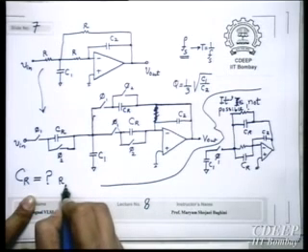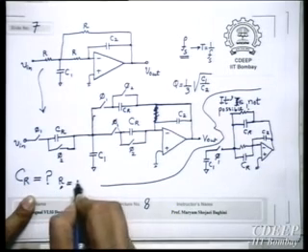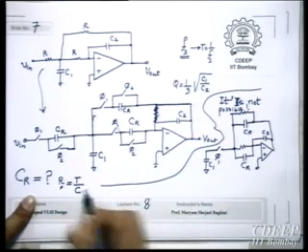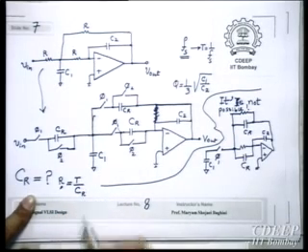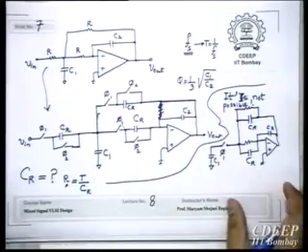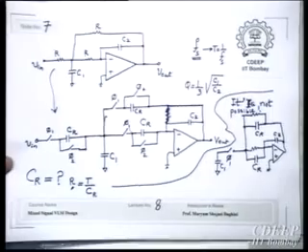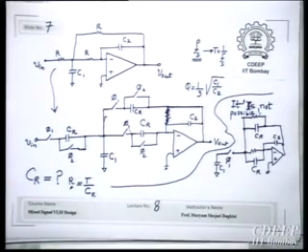Therefore, R was T upon C. Therefore, here it will be C. Okay, now it will be very interesting.